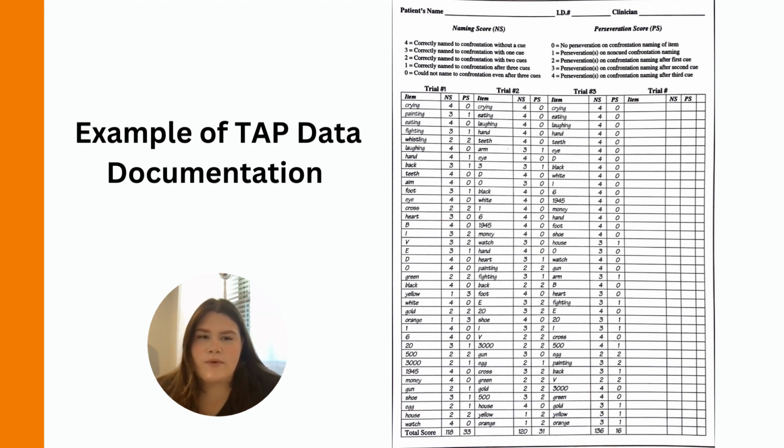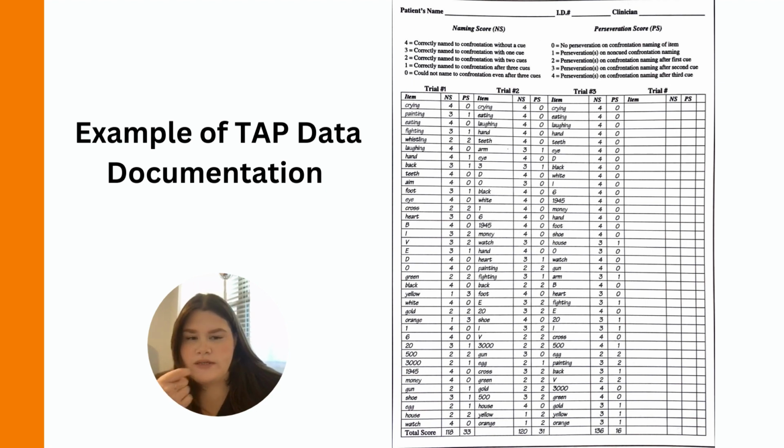So in this example, the higher the naming score, the better the performance. You would see on the left-hand side, we have trial 1, and the naming score portion is based on a 5-point scale. The client could get 4 points if they correctly name the item without a cue, and a 0 if they could not name the object after 3 cues. The first example was crying, and the client got a 4 because they got that right off the bat with no cues, which is awesome.